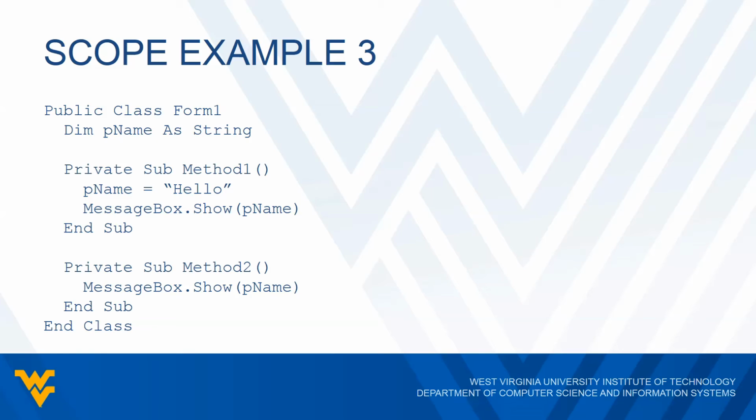Here is a slightly different example. So we still have pname declared, and we're still going to have message boxes that display whatever is stored in pname. I want to ask you two questions. First, does this code work? And second, if it does, what does this program do? So take a minute to pause the video, look over the code, and see if you can get an idea of what's going on here.